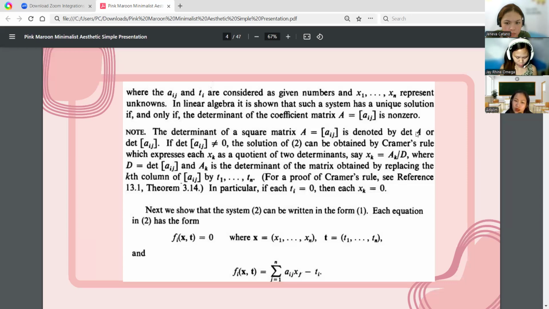You can read that one if you want to read, but for me, it's hard for me to read. Okay, let's proceed to the next slide.